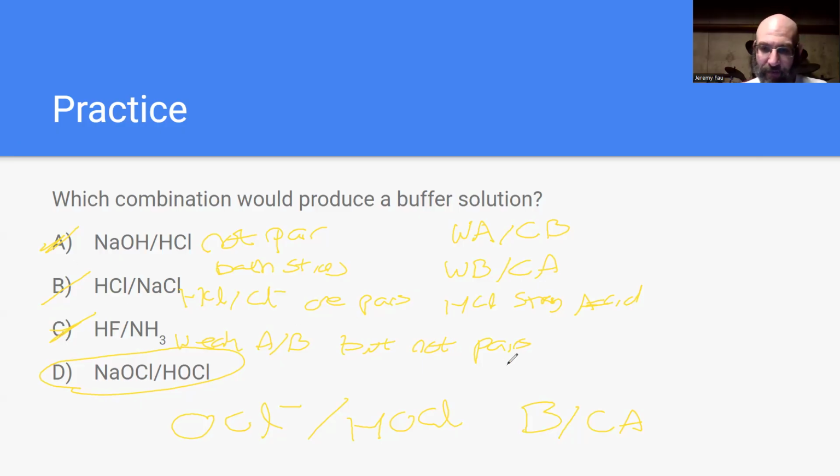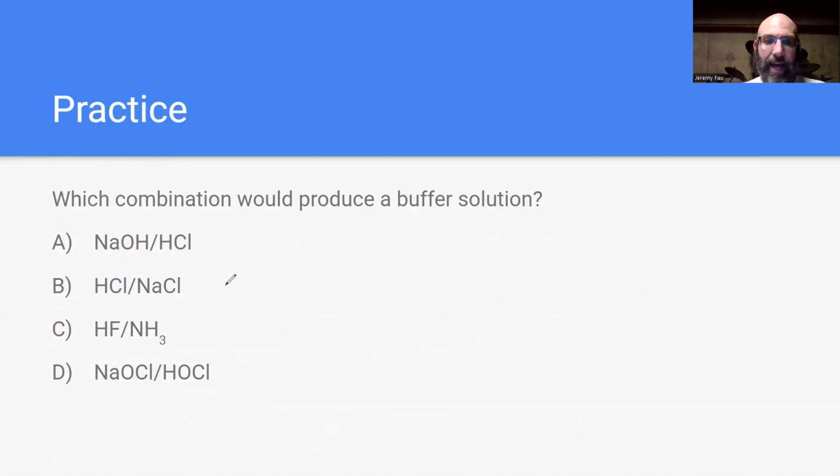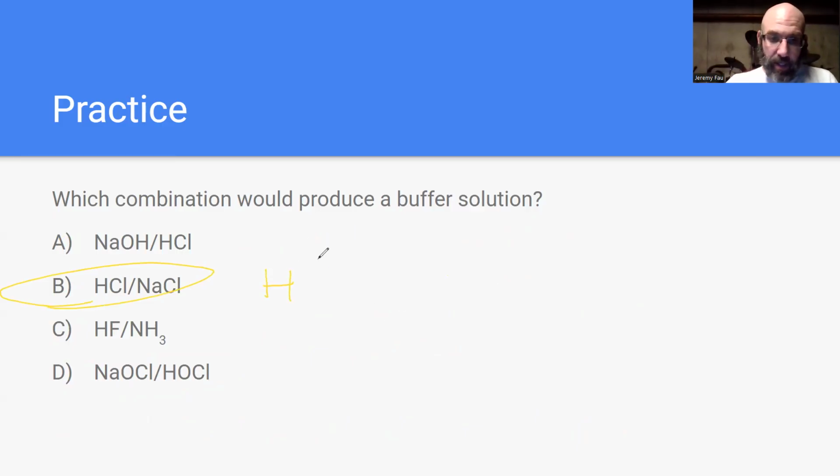So there you go. D would be a buffer. That's the only one that could be a buffer because this can react with H plus and this can react with OH minus. Let's go real quick and look at why we couldn't use letter B. If we had a buffer made of B, we have H plus from the strong acid, and we would have Cl minus as our conjugate base.